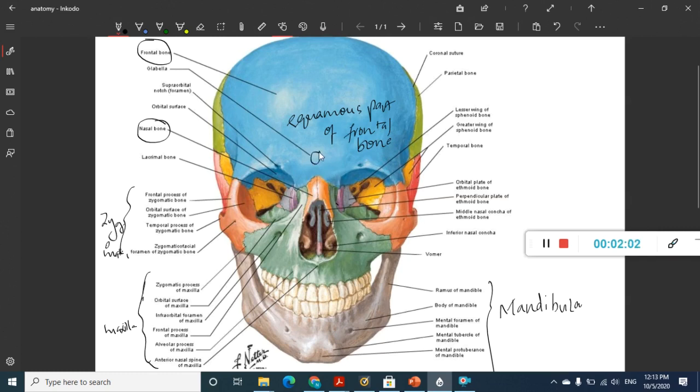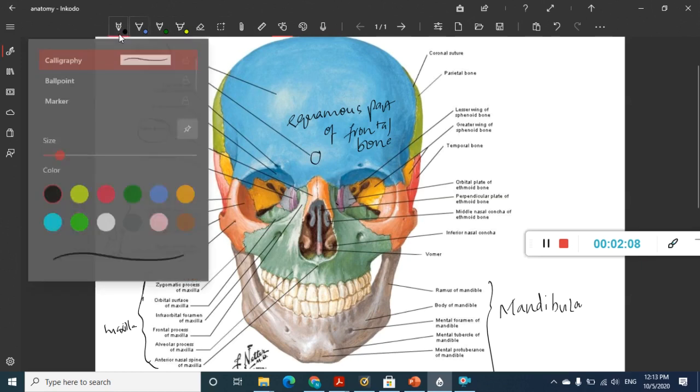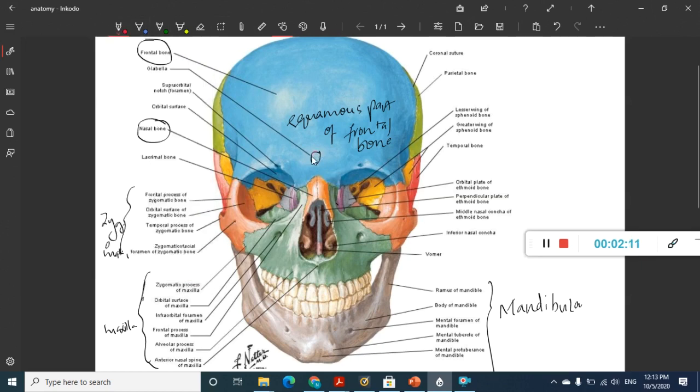It has a glabella here. This is the glabella. Then it has the supraciliary arch, which you see here, and it also has the frontal eminences, which are present above the supraciliary arch. This eminence which you see is called the frontal eminence. So these are the main features of this skull.